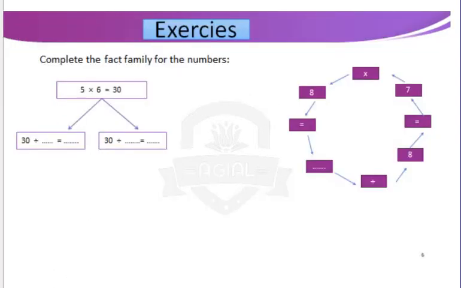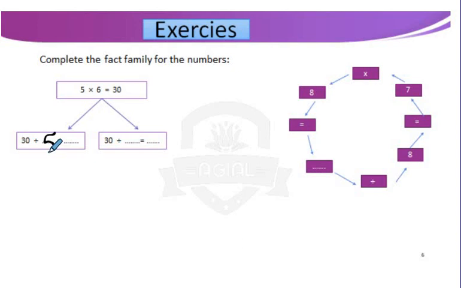Now, some exercise. Complete the fact family for the numbers. If you know that 5 multiply 6 equals 30, you can complete it. 30 divided by what equals what? And 30 divided by what equals what? Okay, try to solve with me. If you write at the first one 5 in here, 30 divided by 5 equals what?